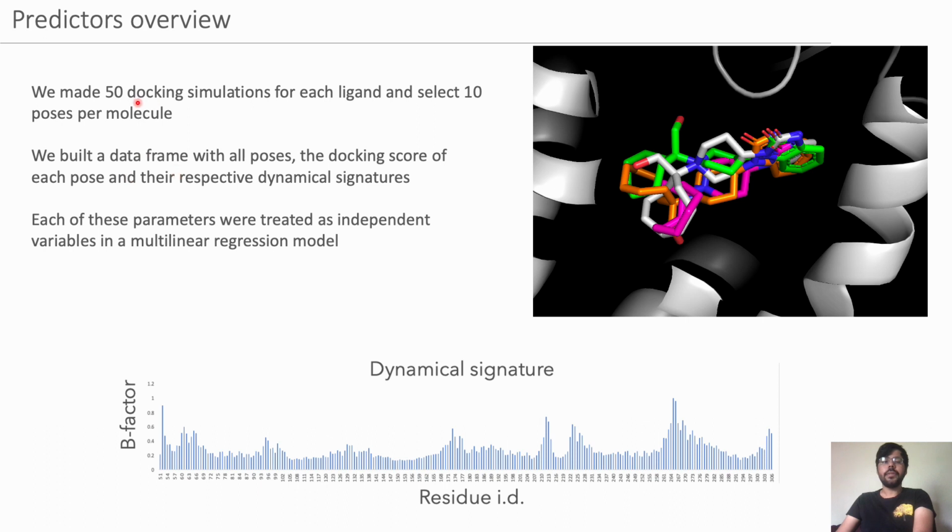After selecting the structures and the ligands, we performed 50 docking simulations for each ligand, and we selected the 10 poses with the best score per molecule. We then used these 10 poses to calculate the dynamical signature of the complex, and we built a data frame with all these B factors and the docking scores, and we used each one of these B factors as an independent variable in a multilinear regression model.